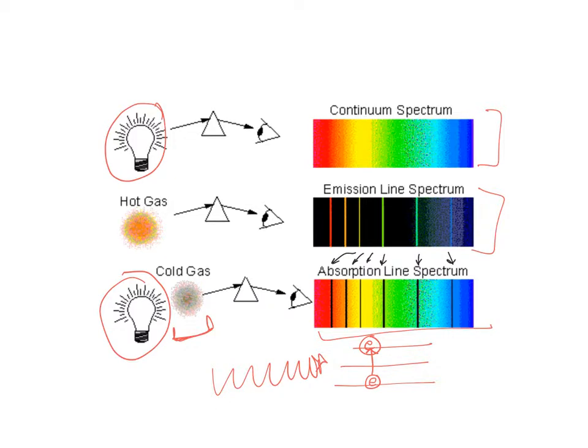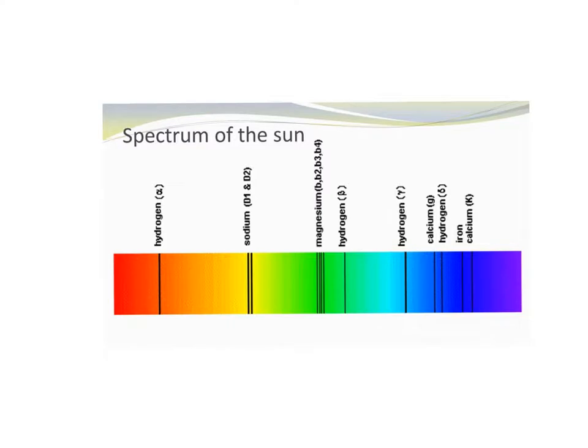The neat thing is, these black lines correspond with the glowing colored lines of an emission spectrum. So you can actually look at an absorption spectrum, compare it to an emission spectrum, and tell what was in the cold gas in front of your full spectrum light. Okay, this is a way more simplified version of what scientists did. There's actually way more lines involved here, but I'm just going to show you.